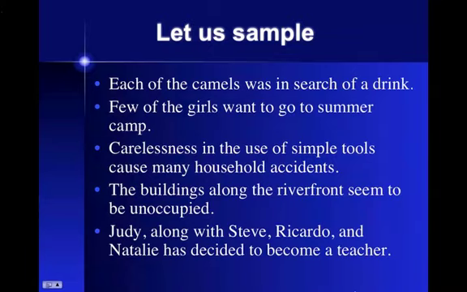Judy, along with Steve, Ricardo, and Natalie, has decided to become a teacher. Okay, so has decided. Decided is in the past tense, so we don't have to worry about it. It's this has. Will it be has or will it be have? Has is singular, have is plural. And now here's the trick. What is our subject? I'll give you a second.